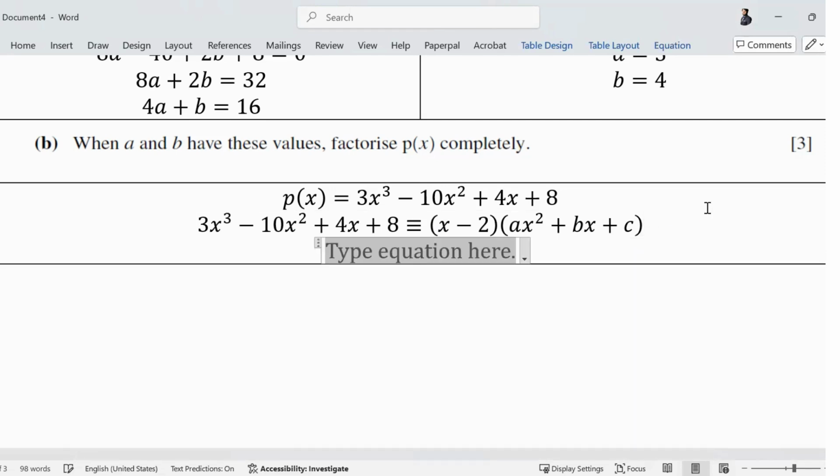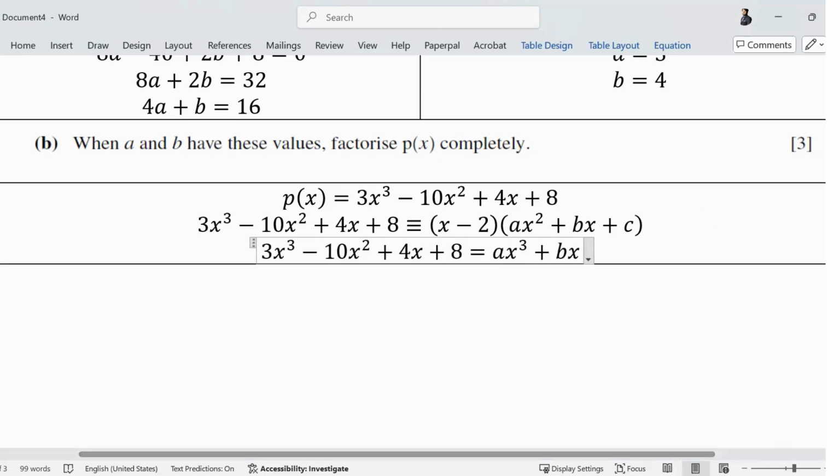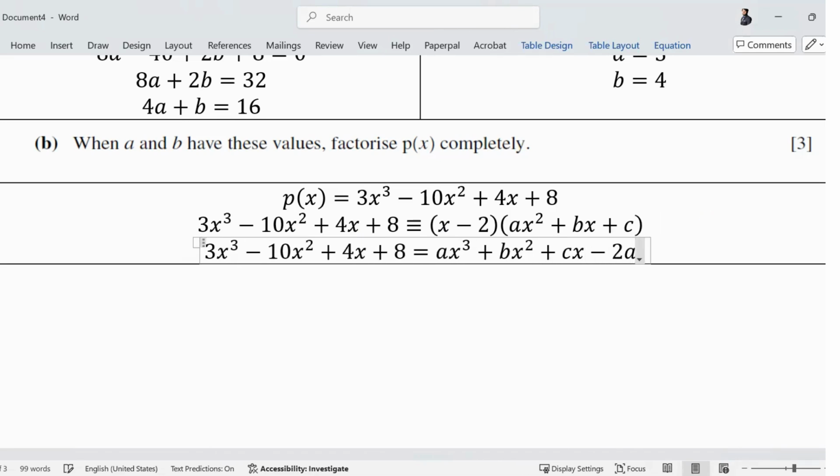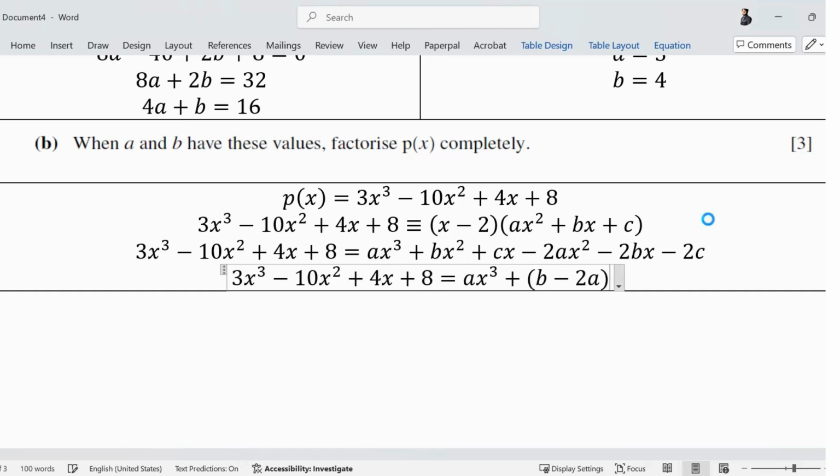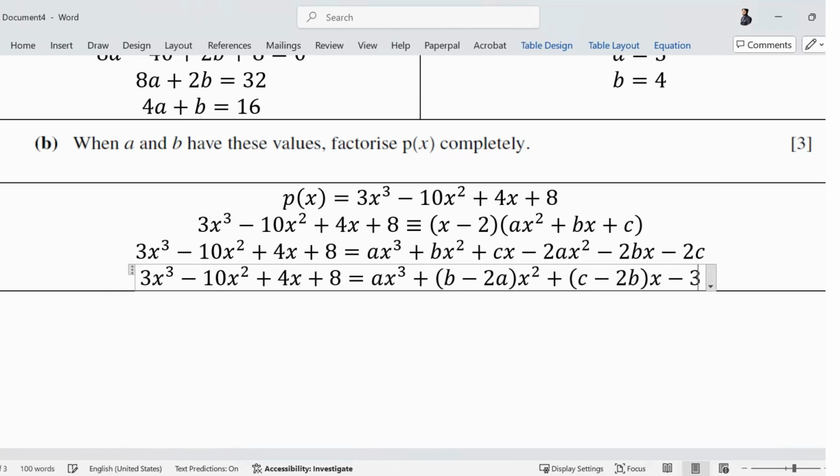Then what I can do is, for your ease, if you practice it well enough, you will not even have to expand it, but I'm doing it for you. Let's multiply, comparing coefficients: ax cube plus bx square plus cx minus 2ax square minus 2bx minus 2c. It looks lengthy, but trust me, it is not. Plus 4x plus 8 is equal to ax cube. There is just one term of x cube, and then b minus 2a, 2 terms of x square, and then c minus 2b x and minus 2c.